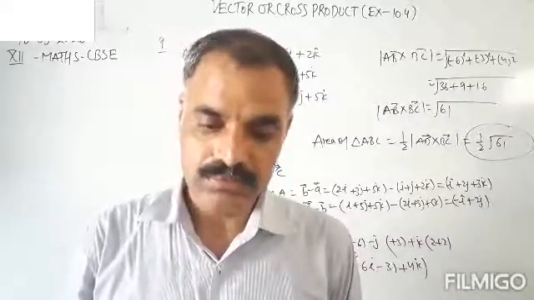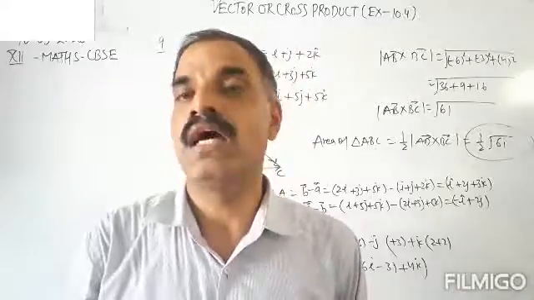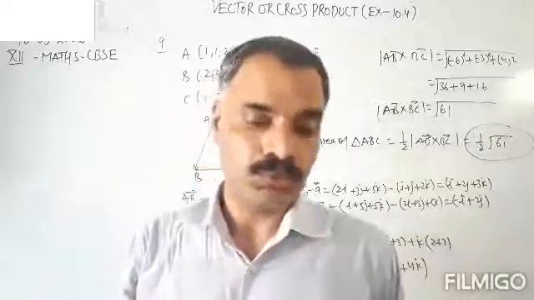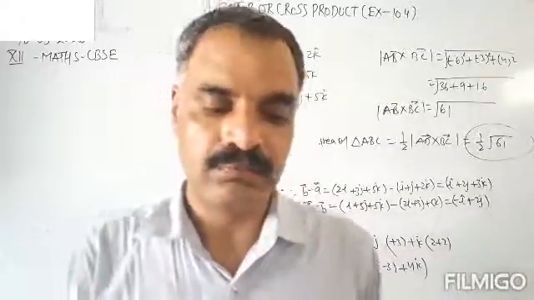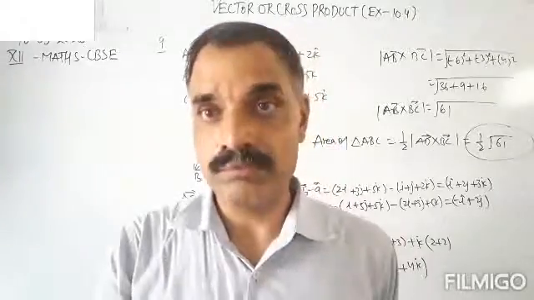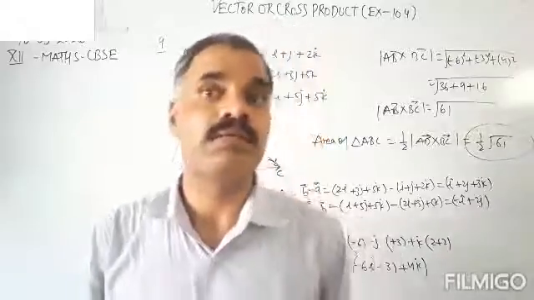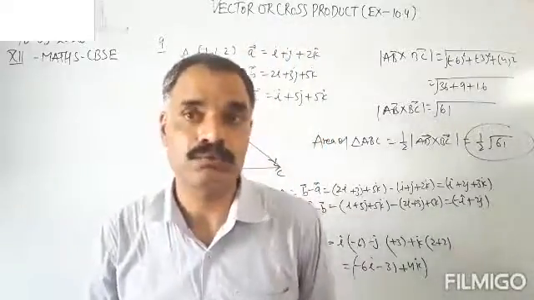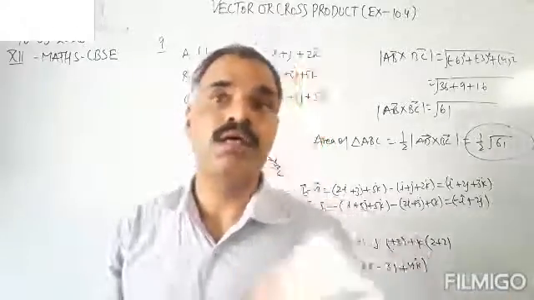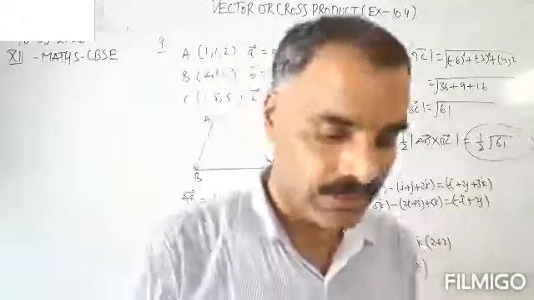Question number 10 you can do. The adjacent sides of the parallelogram are given and you have to find the area, which is equal to the magnitude of the cross product of A vector and B vector. This is the magnitude of the area of the parallelogram that you can find easily. Now let us have question number 11.